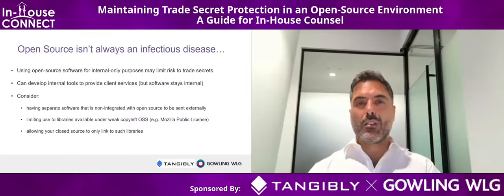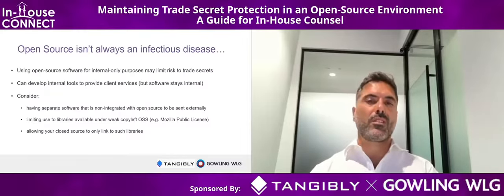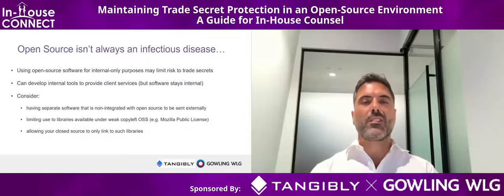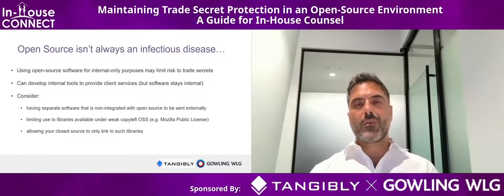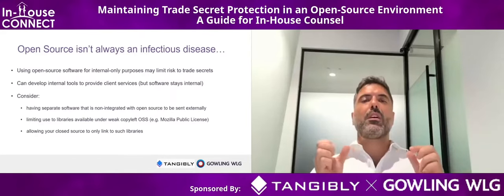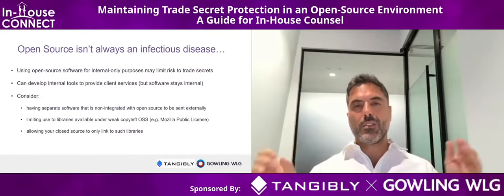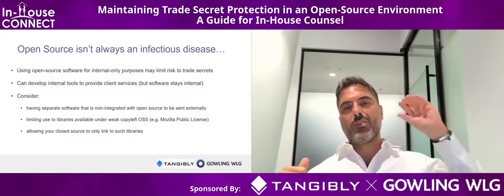And one way also is to look at some use cases where you're using a weak copyleft open source software subject to the Mozilla Public License, for instance, where your use is limited to leveraging the libraries for existing code, which are subject to those license terms, and allowing your own trade secret closed source to only link to such libraries, such that you're still sandboxing your trade secret separately from the library.